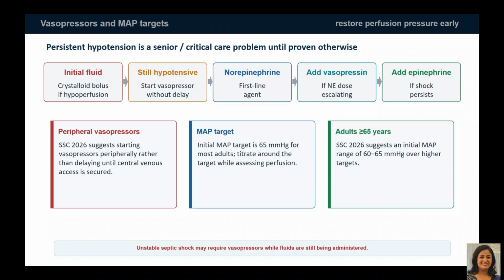Okay, so in the 2026 Surviving Sepsis Guidelines, they say that you can start vasopressors peripherally. You do not have to wait until you put a central venous catheter. They are asking you to start vasopressors in a large vein, proximal to the antecubital fossa, any large vein. And what is the MAP target? The usual MAP target is about 65 for most adults. But if the patient is more than 65 years old, the MAP target is about 60 to 65.